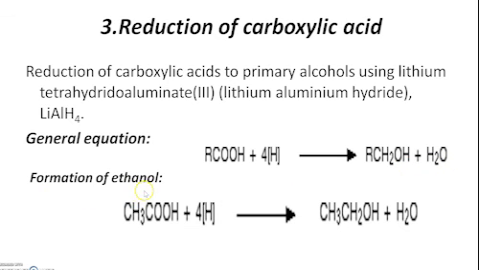Formation of ethanol. Ethanol is an example of primary alcohol. So we can form ethanol from carboxylic acid. Which carboxylic acid? Ethanoic acid. Ethanoic acid reacts with reducing agent, produces ethanol and water.